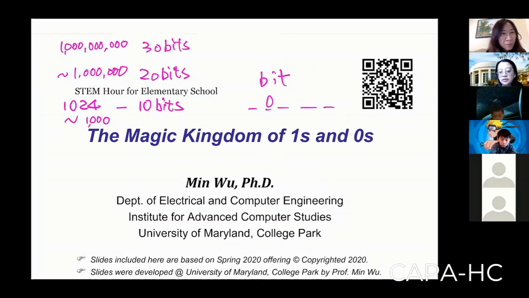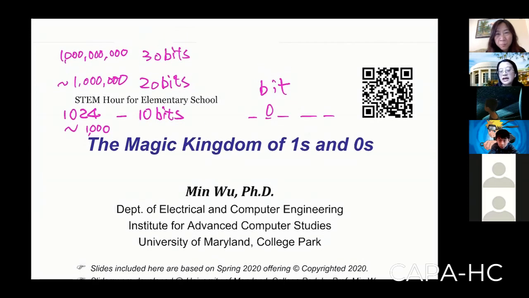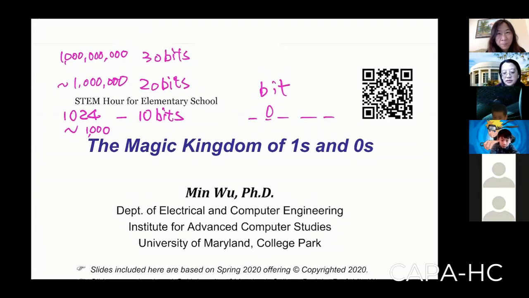If we use 10 more bits, we are going to augment this by another 1,000 times. So this will give us a megabyte, a mega number, about a million. And the next step is going to give us a gigabyte, and so on and so forth. We are going to talk more next week about bigger numbers using just ones and zeros.